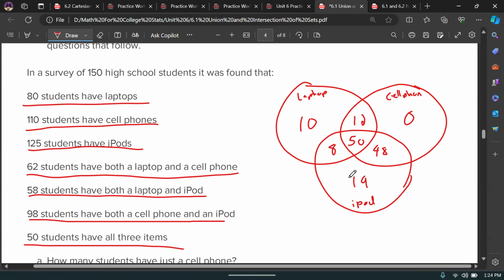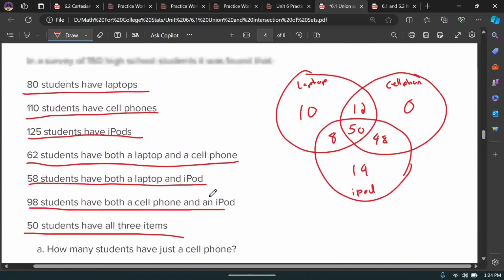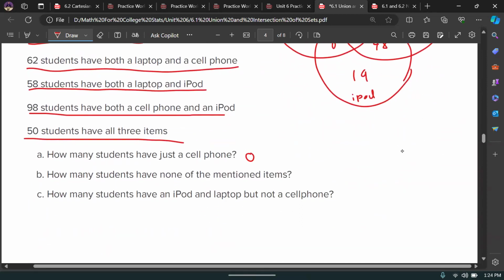Now if you look at it, laptop totals 80, cell phone total is 110, and iPod total is 125. But now we see how everything is broken down: how many people have just iPod, just laptop, just cell phone, how many people have laptop and cell phone, how many have laptop and iPod, et cetera, how many people have all 3, right? How many students have just a cell phone? The answer there is 0. There's 0 people who have just a cell phone.